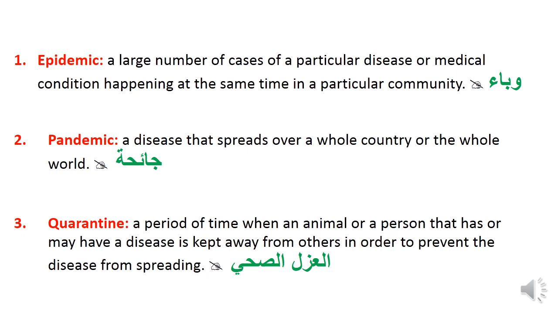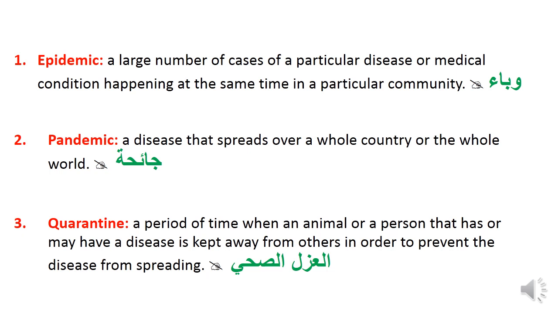The first one is epidemic. It means a large number of cases of a particular disease or medical condition happening at the same time in a particular community. The synonym of epidemic is pandemic, a disease that spreads over a whole country or the whole world. You have them in Arabic.